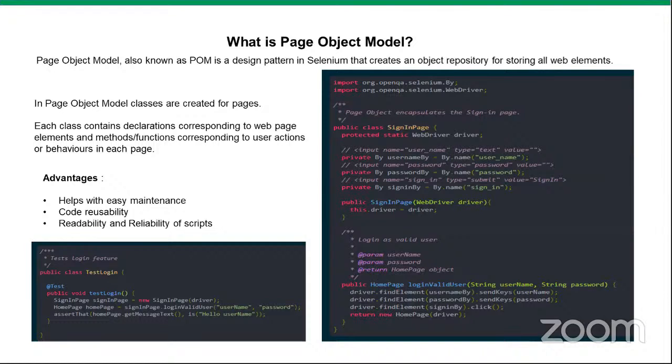The main advantage of page object model is it will help to increase the reusability. It will bring readability and reliability for the scripts. It is very easy to maintain. So these are some of the main advantages of page object model.